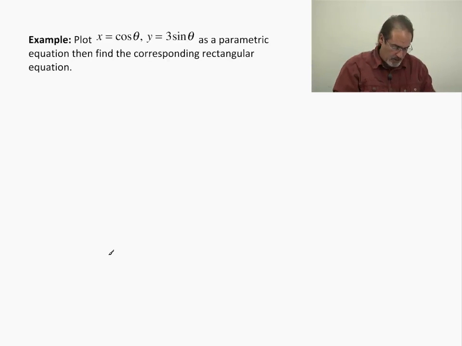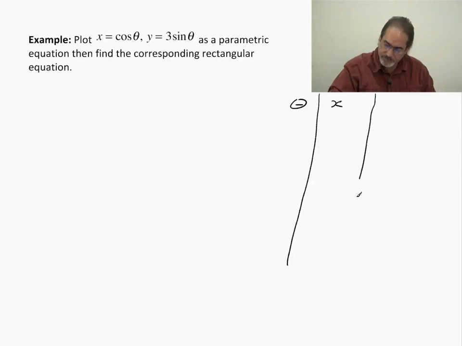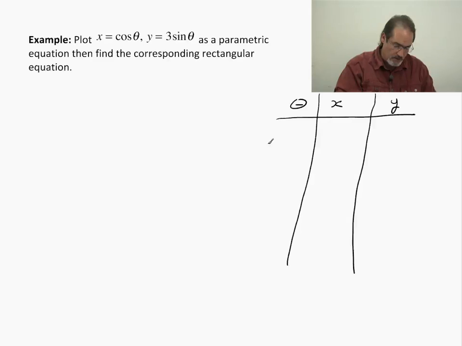All right, let's take a look real quick at another example. x equals cosine theta and y equals 3 sine theta. I want to plot these as parametric equations, then find the corresponding rectangular equation. So let's start off with trying to figure out what my points are going to be when I plot this. My parameter is theta, and then I'm going to have my x coordinate and my y coordinate. It doesn't say what the domain is going to be here, so let's just go 0 less than or equal to theta less than or equal to 2 pi.